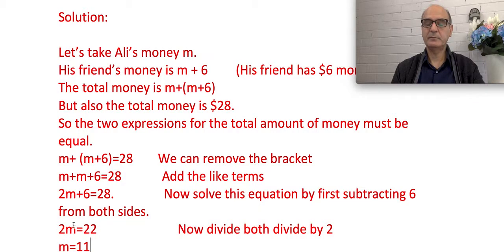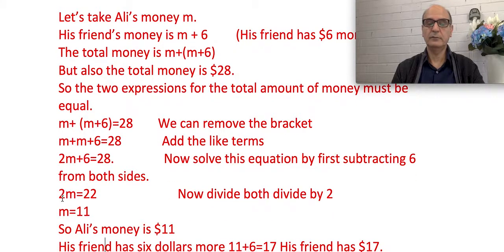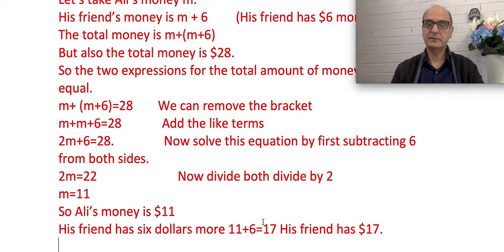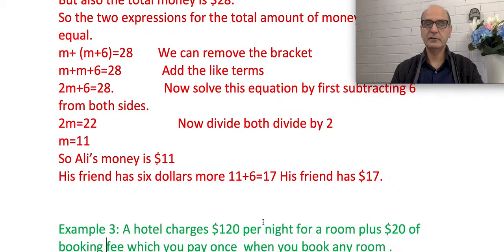Now M has been multiplied by 2. Divide by 2 to go back to M. So divide this by 2 to go back to M, and divide 22 also by 2. Remember, you've got to do the same thing to both sides, to get 11. So M is 11. But what was M? M was Ali's money. Now the friend's money is $6 more. So add 6 to that, that's 17. So Ali's friend has got $17 and Ali has got $11.